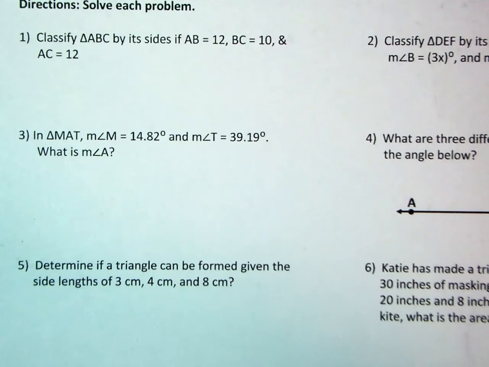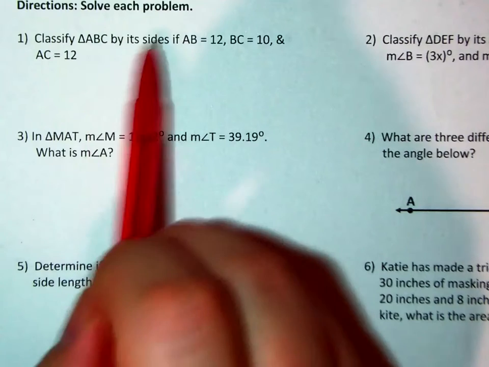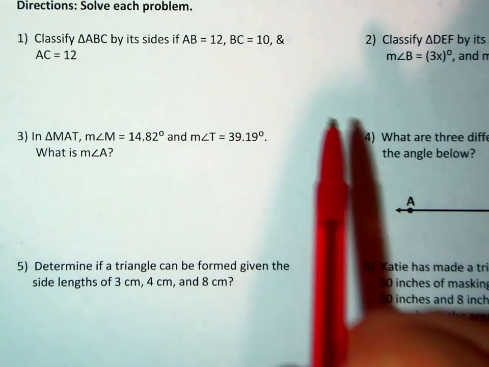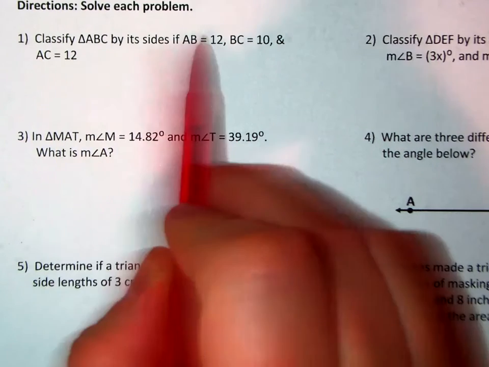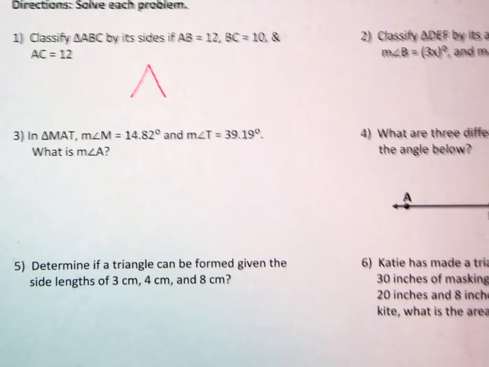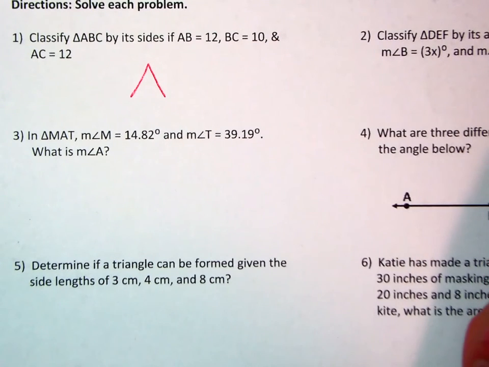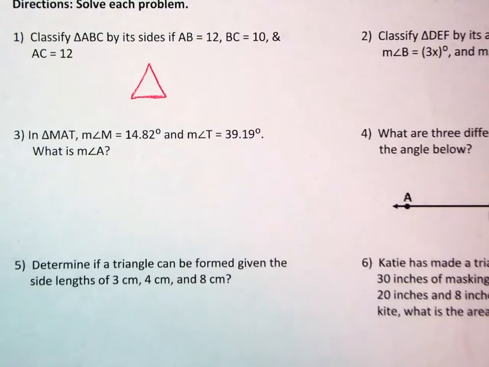Reviewing for the Unit 4 quiz. Problem number 1 specifies to classify triangle ABC by its sides. So it would be helpful to go ahead and make a triangle ABC. And looking at the values, I can see that I have two values that are going to be the same. So two of my sides will be the same. That should be all the information I really need at this point, but we'll go ahead and complete the triangle.